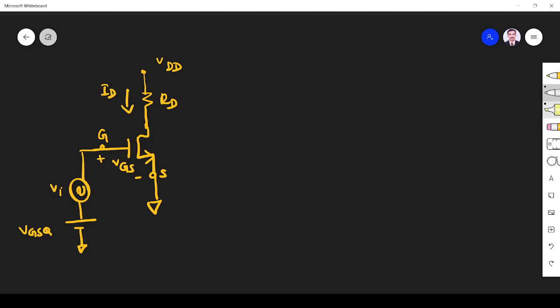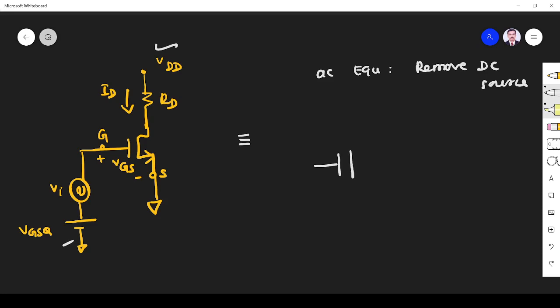Right, so to find the AC equivalent circuit, what we have to do is short the DC source or remove the DC source. If it is a voltage source, short it. If it is a current source, open it. So what are the DC sources here? This one and this one. So the AC equivalent will be like this.